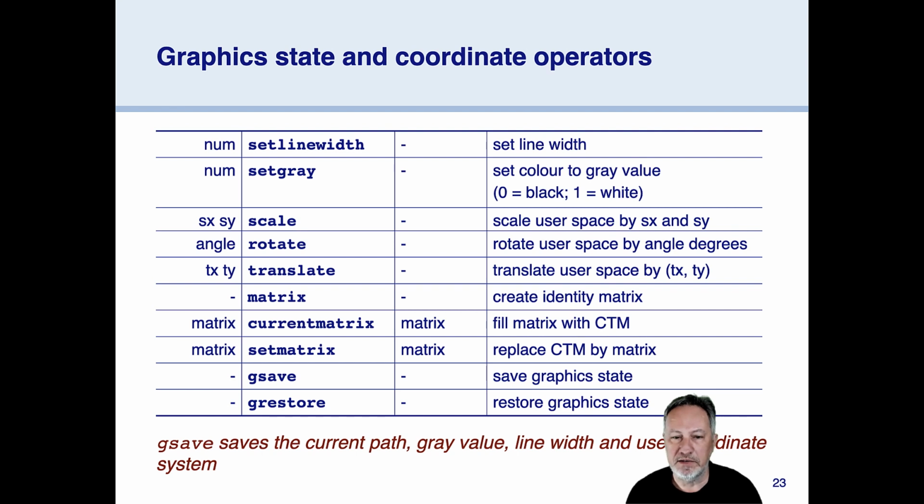And all of these operations that are manipulating and translating our coordinate space, our user space, they can be stored in a so-called matrix. This matrix is what's responsible for doing the translations. So we can create an identity matrix with matrix. We can fill that matrix with the current matrix. We can replace the current matrix by a given matrix. We can save the graphic state, and we can restore it.